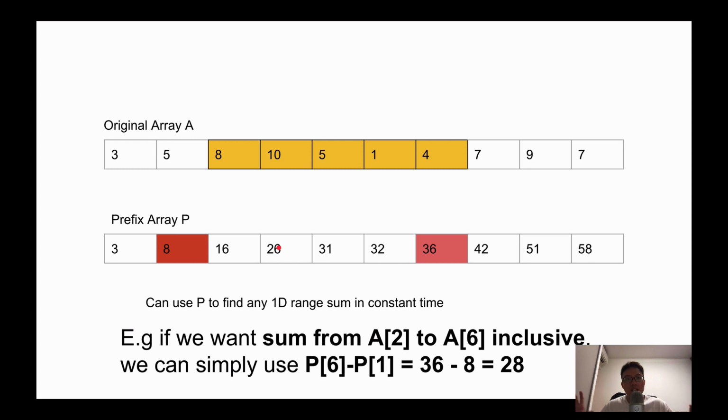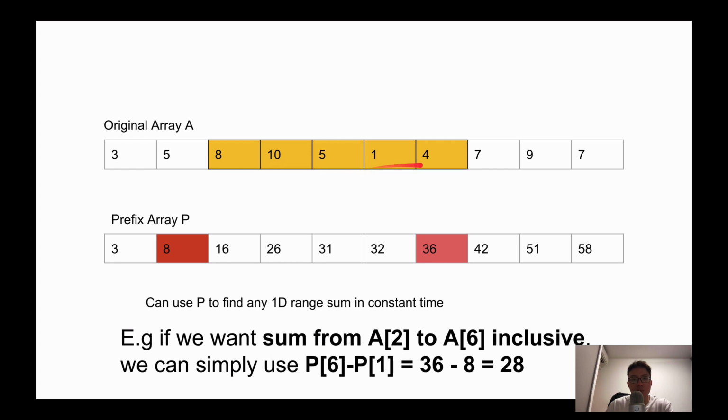So we can actually generalize this idea of prefix arrays to allow us to find any one-dimensional range sum in constant time. So what do I mean by this? Let's take a look at a concrete example. In this case, let's say we want to find the sum of the elements at the second index all the way up to the sixth index. So in this case, it will be all the way from 8 all the way till 4.